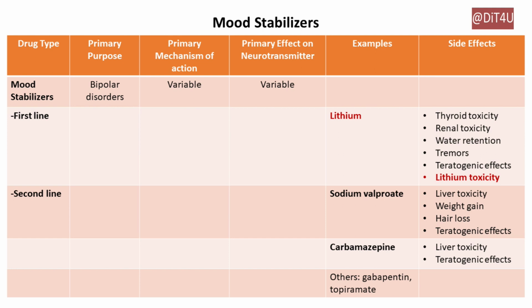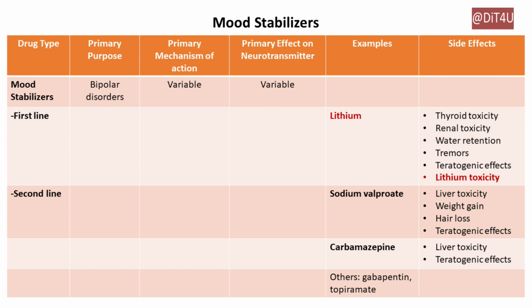Side effects: thyroid toxicity, renal toxicity, kidneys are affected. Water retention. Remember, it is exclusively excreted in the kidney. It is a cation, exists as Li plus in the blood, therefore it is exchanged in the kidneys, therefore it can cause renal toxicity and water retention. No first pass metabolism in the liver, therefore it does not affect the liver.